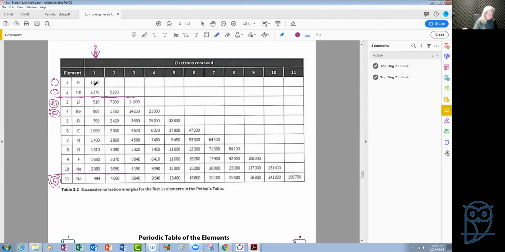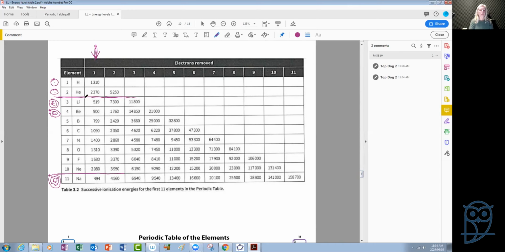Sorry, let me check something. It doesn't say, but we assume that these are joules of energy needed to remove one electron from the hydrogen atom. Well, it's the only electron that it has. It does not have any more. Whereas we need 2,370 joules of energy to remove the first electron from the helium atom, and so on.